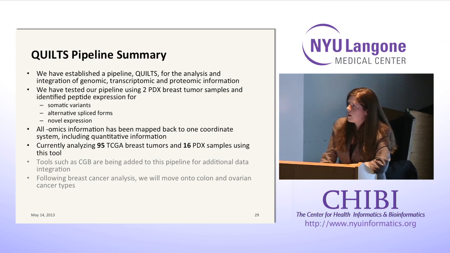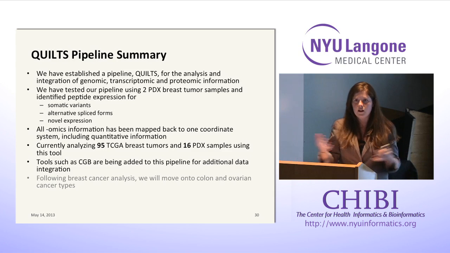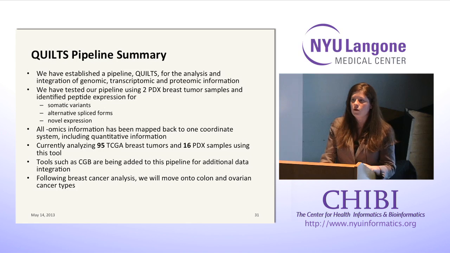So we're currently analyzing 95 TCGA breast tumors and 16 of the patient-derived xenografts using this tool. And we're going to use tools such as the cancer genome browser to add to this pipeline for this additional data integration once we have all of the proteomics integrated with the genomics. And then following the breast cancer analysis, we're going to move into both colon and ovarian cancer types.